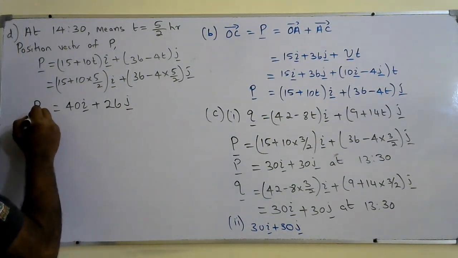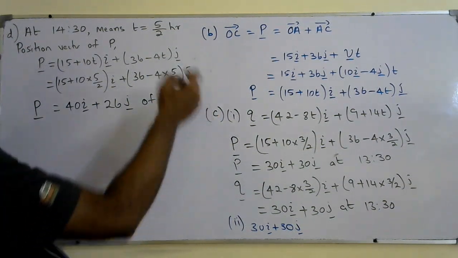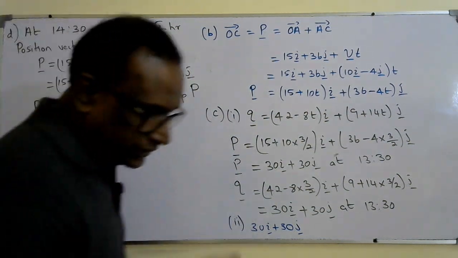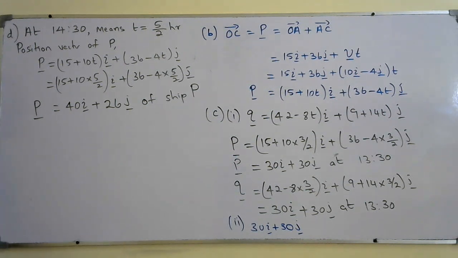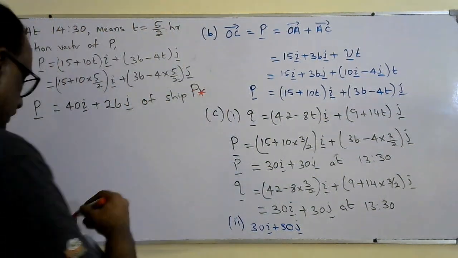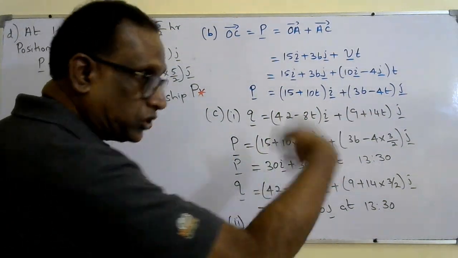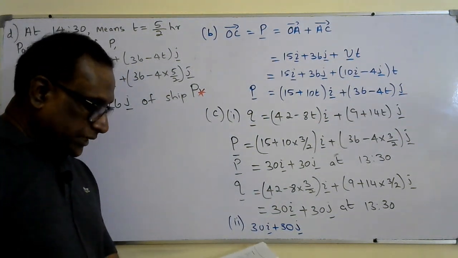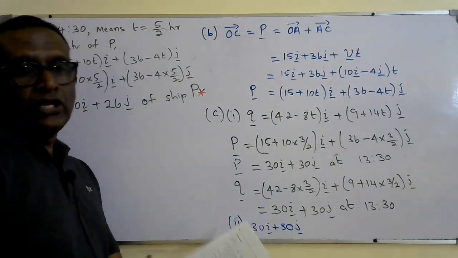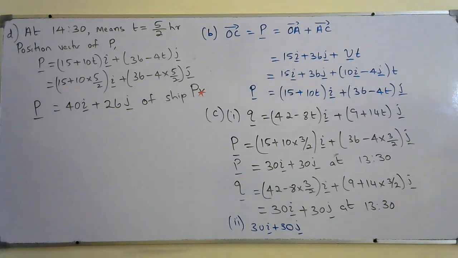So this is a position vector P at 2:30 p.m. Now we need to find it for ship Q. Ship Q is moving at, I'll put a star because I need this later. For ship Q, for the first half an hour it maintains the same velocity, and only then does it change the velocity to towards north 15 km per hour. So we'll find the velocity of Q at 12:30.